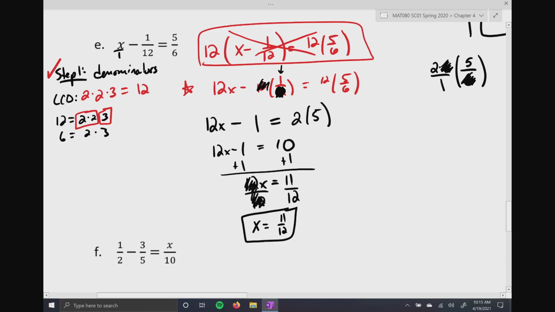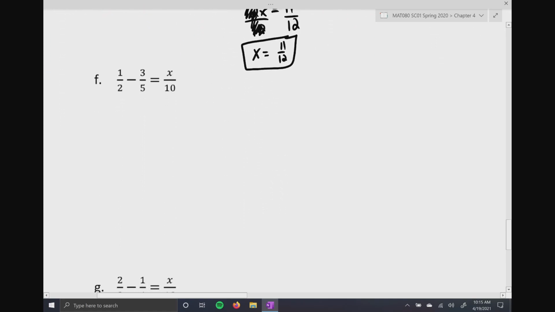All right. Let's look at the next example. So I have 1/2 minus 3 over 5 equals x over 10. Now, there are a couple of ways that we can approach this, but I'm going to stick to my steps. So step 1, I look at all my denominators. Now, there is something very interesting that happens here. I want you to look at those two numbers right there, 2 and 5.